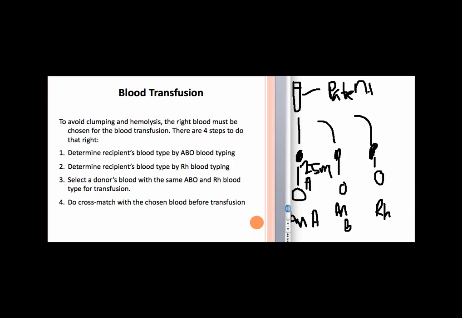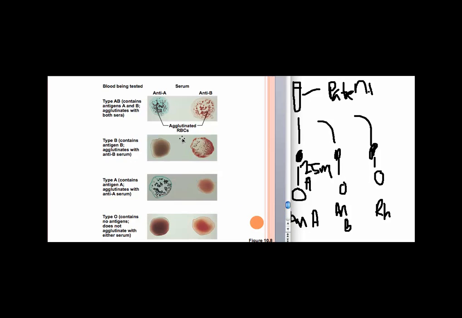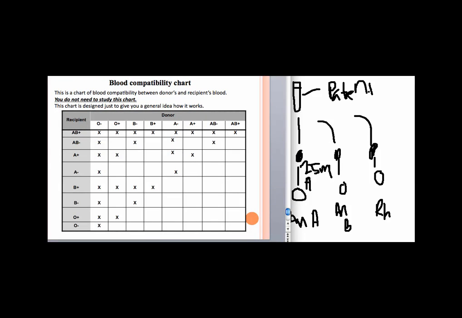Purpose, okay, so we need to do blood typing before we do any blood transfusion. Because this is very crucial that we know the blood type, we're going to first determine and ensure that we know the blood type of the recipient blood. We know the blood type of the donor blood, and then you want to select a donor's blood with the same A, B, and O blood type as the recipient and do a cross match. So you're going to perform this again. You really want to make sure and ensure that the blood type is the correct blood type.